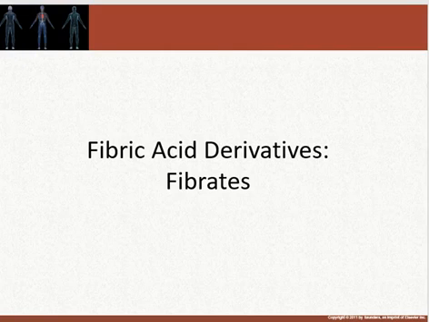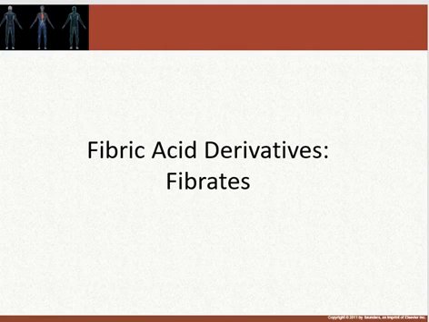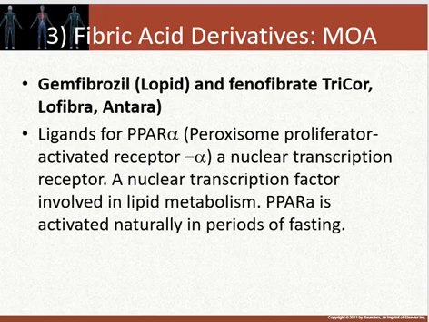Okay, so this next group of drugs are called fibric acid derivatives, or sometimes just called fibrates. And there's really only two: gemfibrozil or fenofibrate. And these are ligands for PPAR alpha, which is peroxisome proliferator activated receptor alpha. This is one of those nuclear transcription factors that's heavily involved with lipid metabolism.